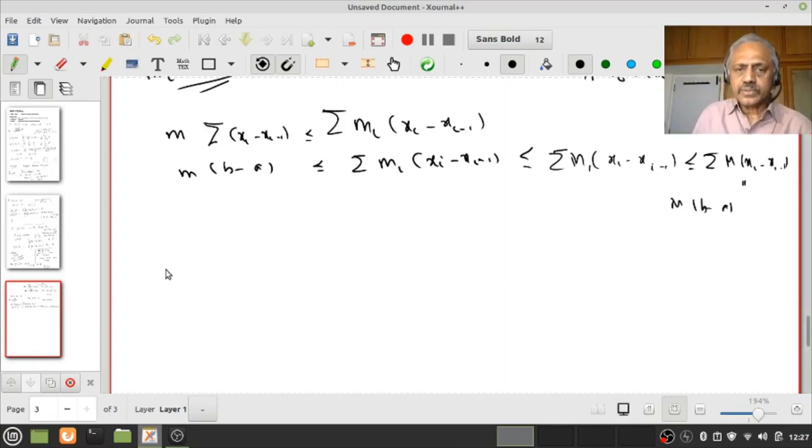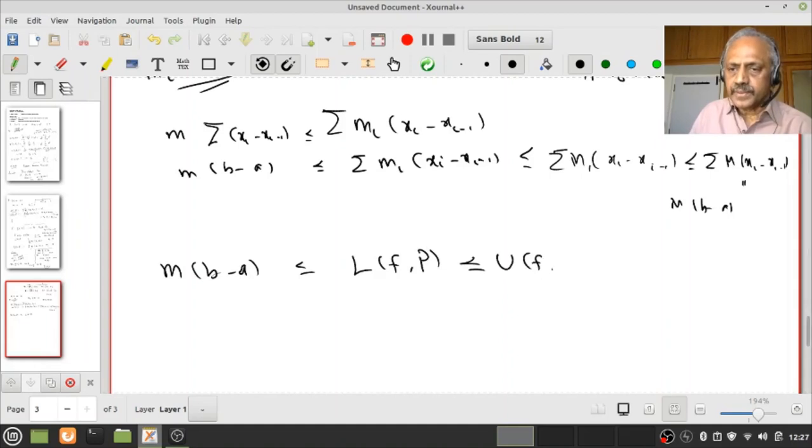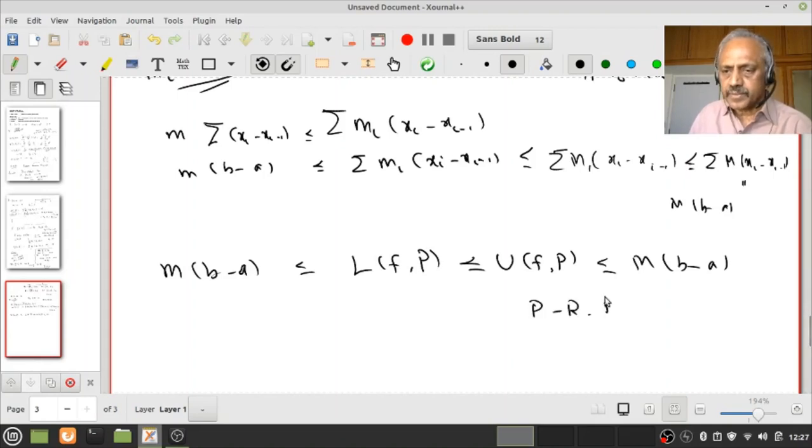So what do you think I got? m into b minus a is less than or equal to LFP, but that's less than or equal to UFP, and that's less than or equal to capital M into b minus a. Do you understand this? Pause, review, proceed. Yeah? Good.